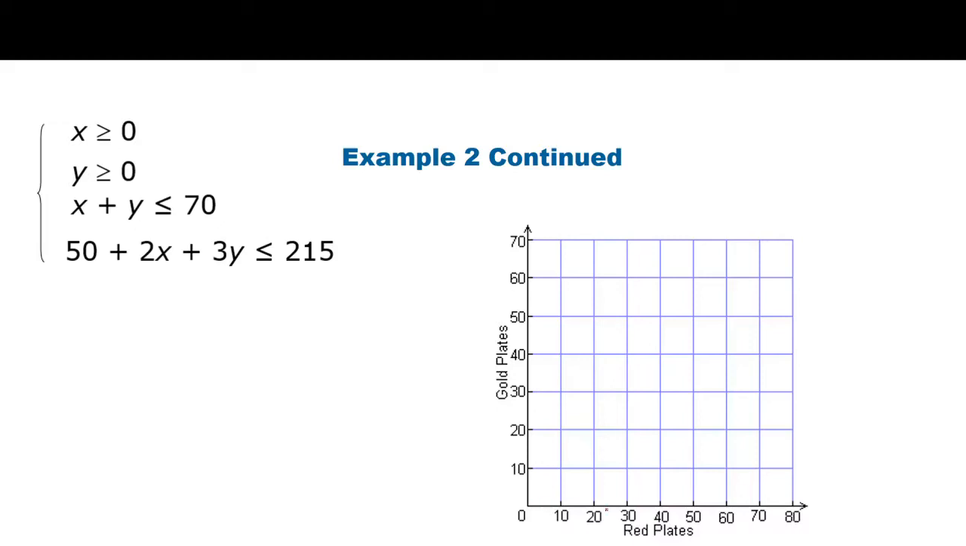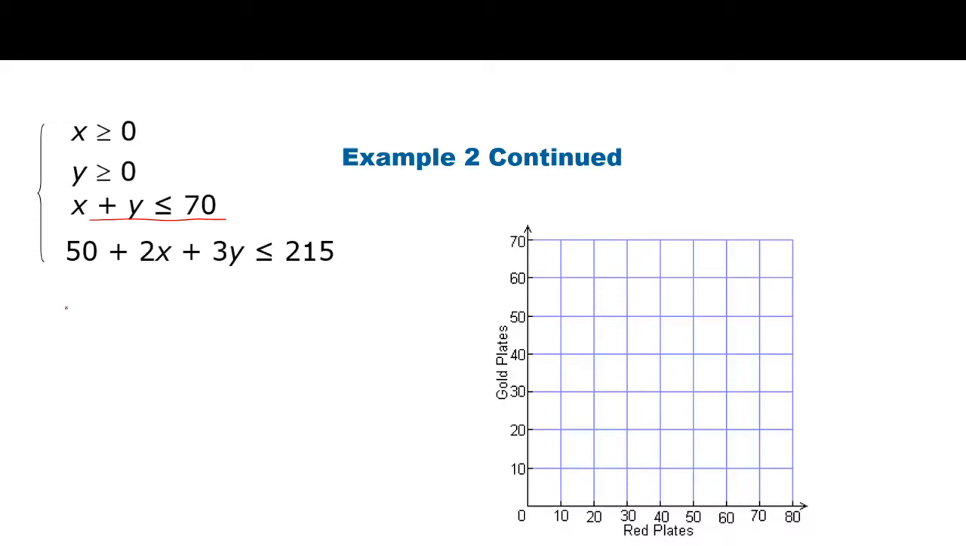X is going to be greater than 0 and Y is going to be greater than 0, so we're able to make our graph look a little bit different. We don't need to have any negatives on here. So let's get started. When I look at this one, X plus Y is less than or equal to 70. I know I can use my intercepts to plot that.